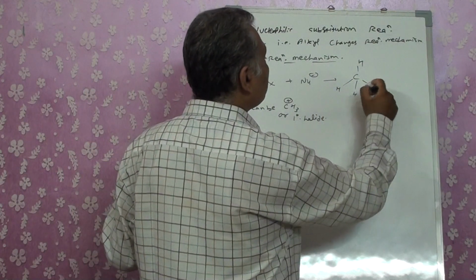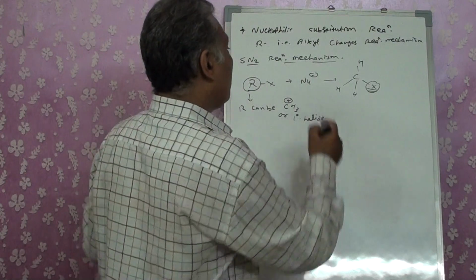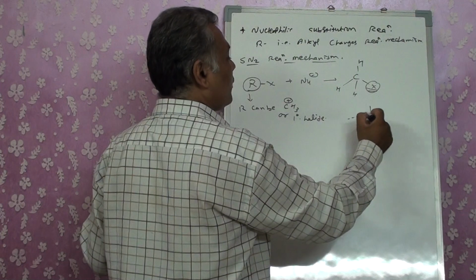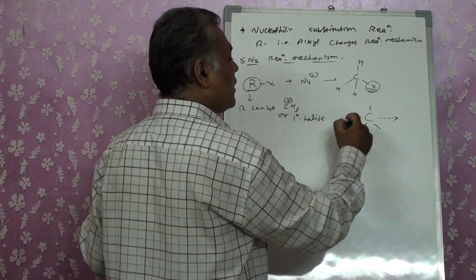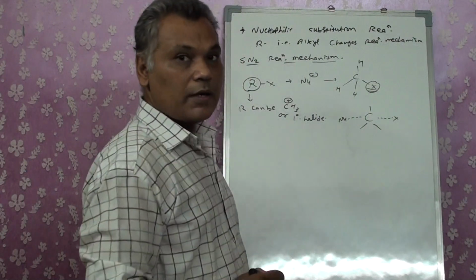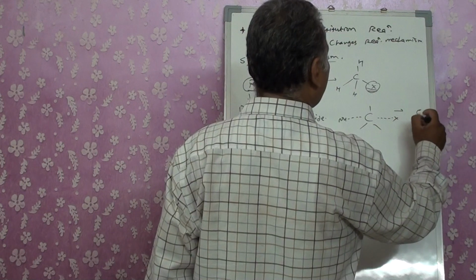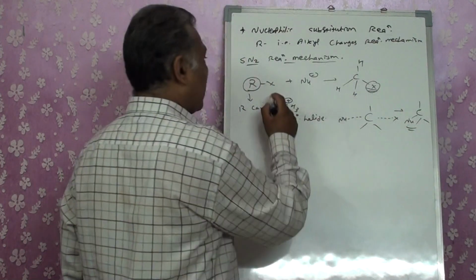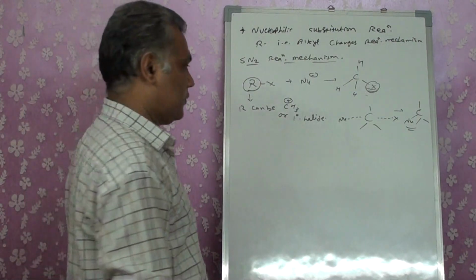This halogen is not easily removed straight away. What will happen? Nucleophile will try to attack this carbon from the back side, so that the halogen has to be removed from the front side, right? As a result, what will happen? The product I will be getting will have the nucleophile in the opposite direction. Halogen was in one direction, nucleophile is in the other direction, right?